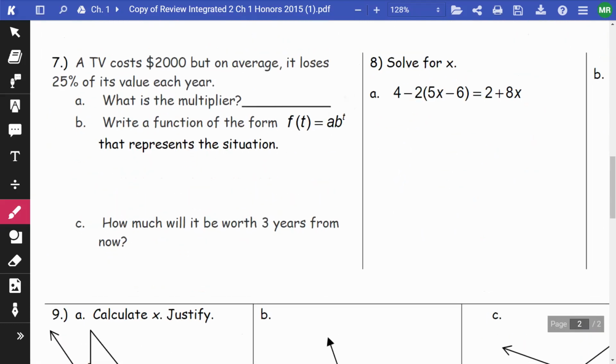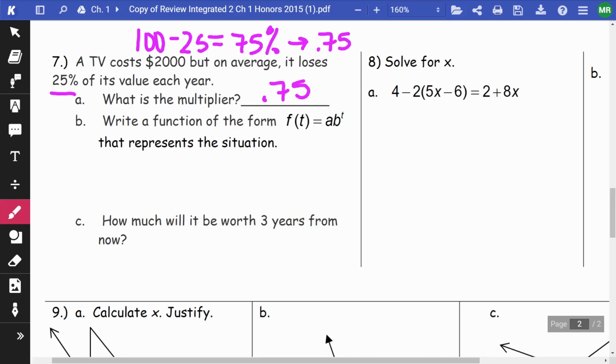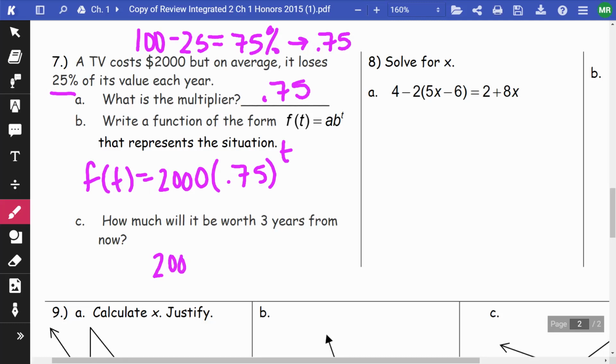Okay, so when we're doing this percent decrease, 25% decrease, 100% minus 25% is 75%, which is 0.75 for a multiplier. So that's my multiplier, 0.75. We're going to write a function. So f of t is equal to 2,000, which is our initial value, times our multiplier, which is 0.75 to the power t. And if we want to know what it's going to be worth 3 years from now, we're going to take 2,000 times 0.75 and raise it to the power 3.